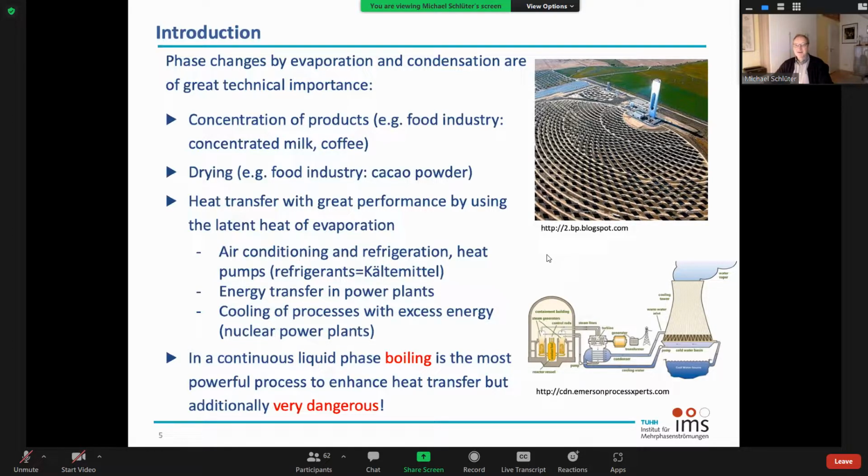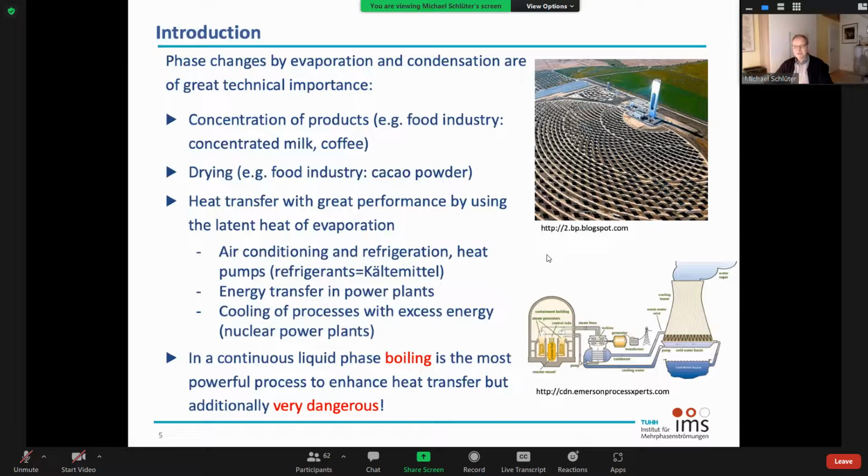If we use evaporation or condensation, then we have, additionally to this heat capacity of the fluid, the enthalpy, the evaporation and condensation enthalpy for the fluid. As you know, the enthalpy is much, much higher than just the heat capacitance.